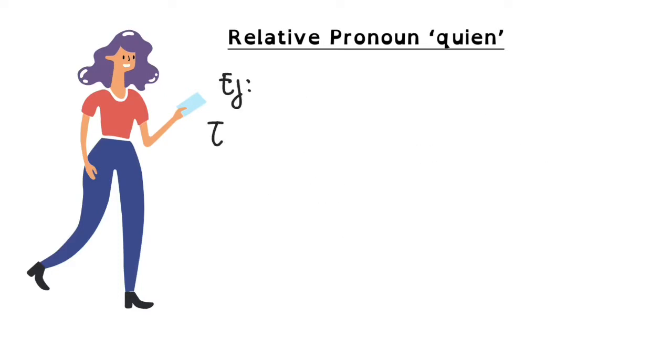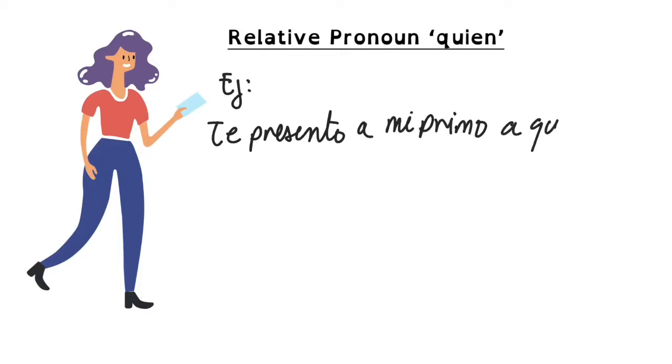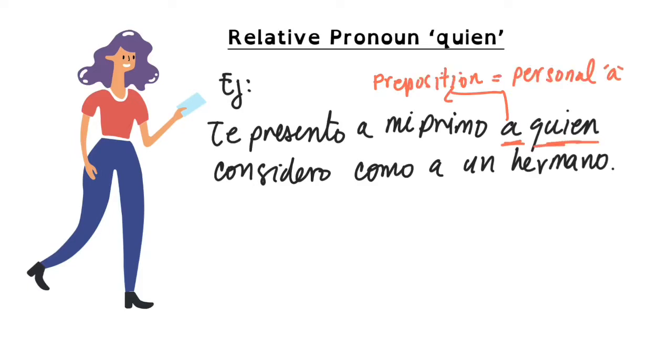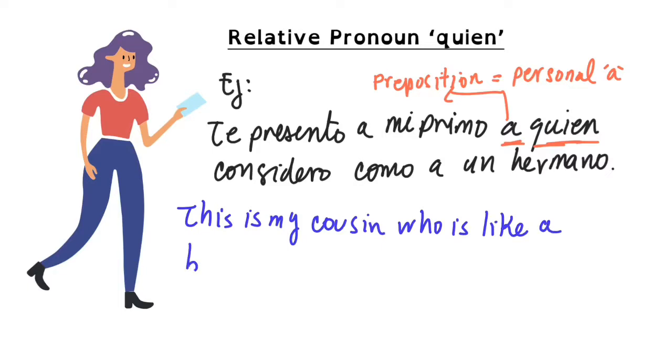So let's take a look at the example. Te presento a mi primo, a quien considero como a un hermano. So notice that the a is the preposition, and in this case is equivalent to a personal a, and quien follows that preposition. In English, this is my cousin who is like a brother to me.